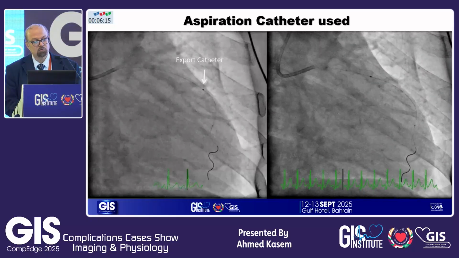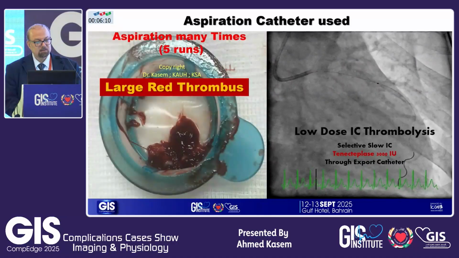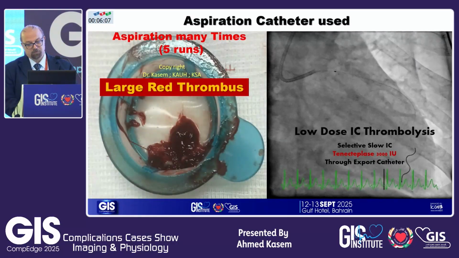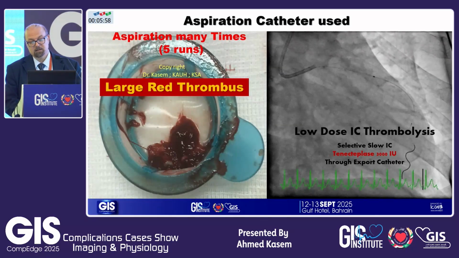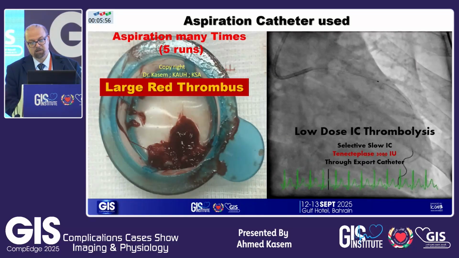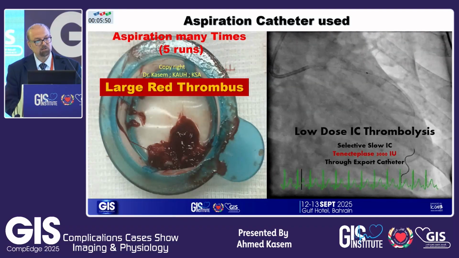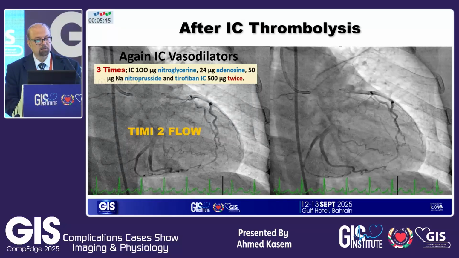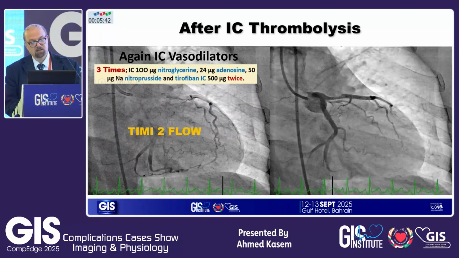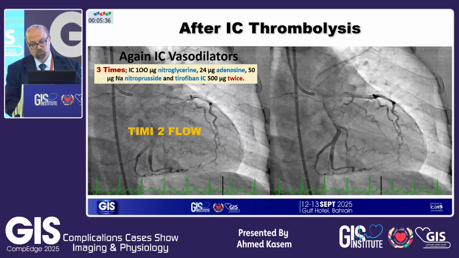So immediately I used the export aspiration catheter many times, maybe 5 runs or more, and this is what comes out, a huge burden of threaded thrombus, and still the flow is TIMI 1 flow. So I decided to use intracoronary low dose thrombolysis. We had at the time tenecteplase 3000 given, bolus directly distal in the coronary artery through the aspiration catheter itself. And after I gave also intracoronary vasodilators, the flow improved to a little bit TIMI 1, TIMI 2 flow.